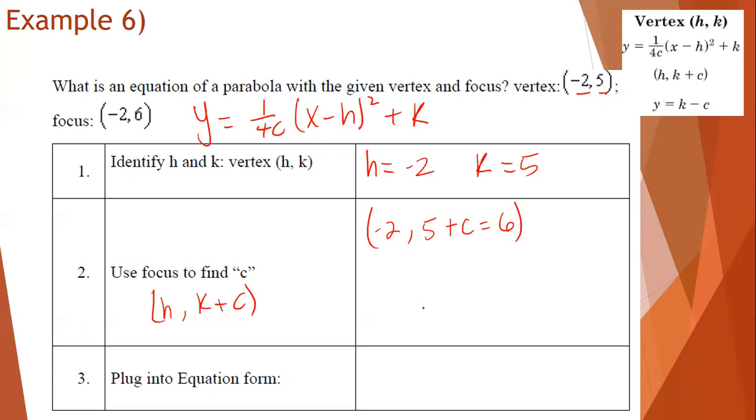And why did I say that? Because what is the y value of our focus? It's 6. 5 plus what equals 6, guys? 1. So our c value equals 1.